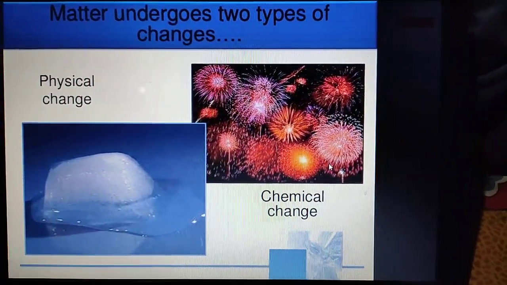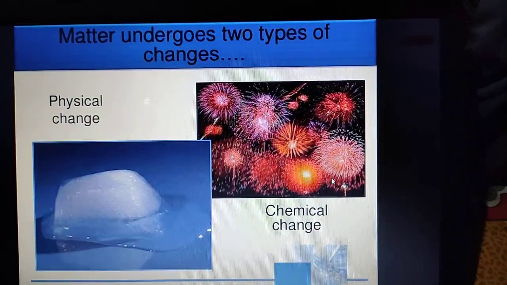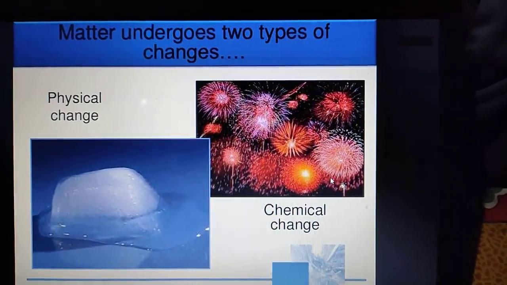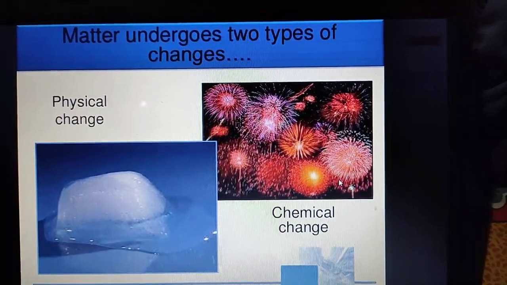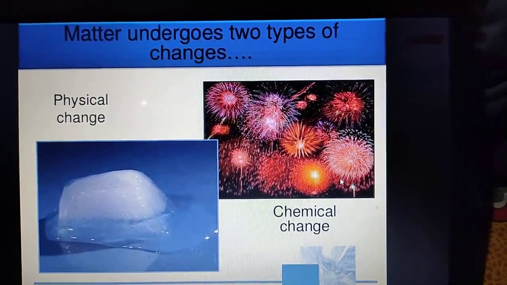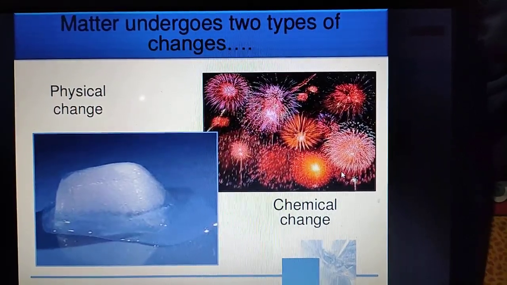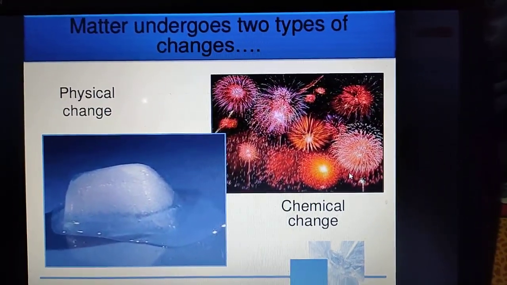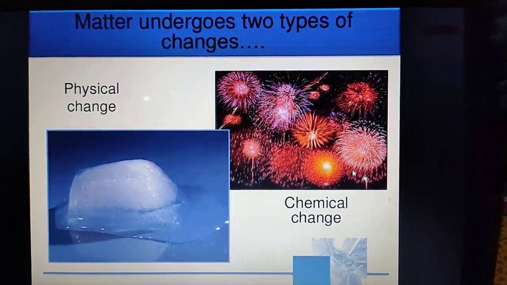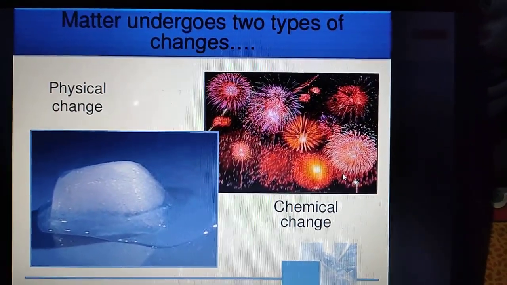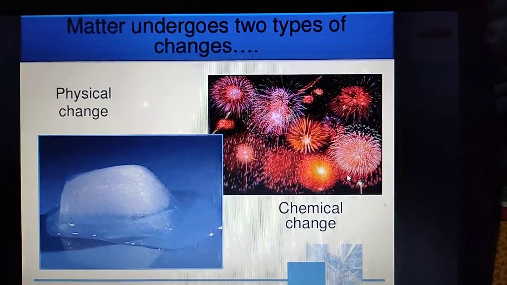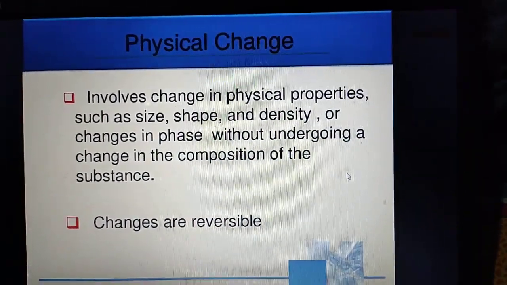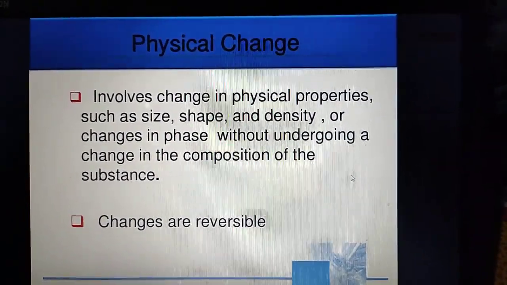Hello students, good morning. In previous classes we have studied about physical and chemical change. Today we are just going to discuss that in a summarized way. We have studied that matter undergoes two types of changes, physical and chemical change, right? So we have discussed physical changes and chemical changes.